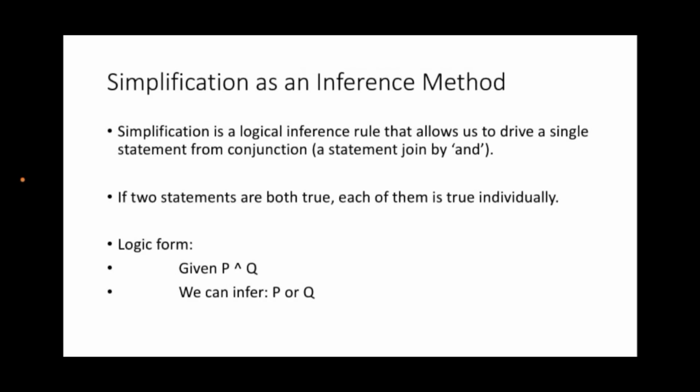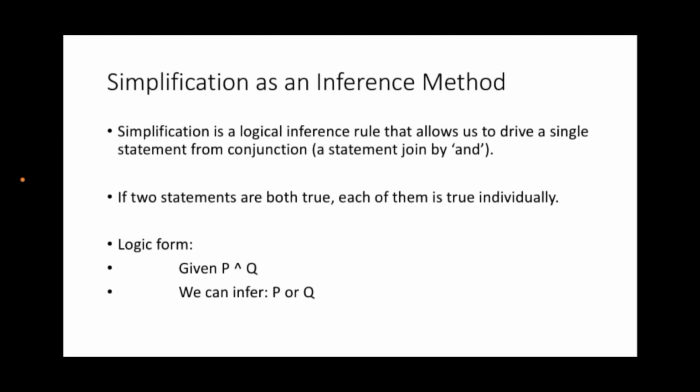Now let's look at simplification as an inference method. Simplification is a logical inference rule that allows us to derive a single statement from a conjunction, a statement joined by the and operator. If two statements are both true, each of them is individually true, and the logical form is presented as P and Q. We can infer either P is true or Q is true if both statements are true.